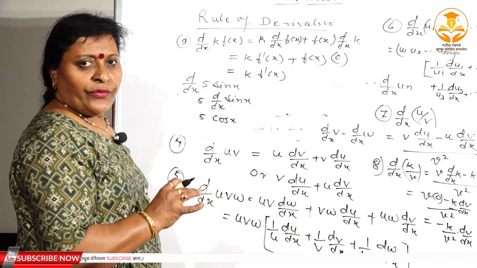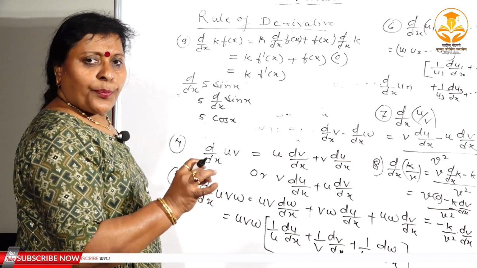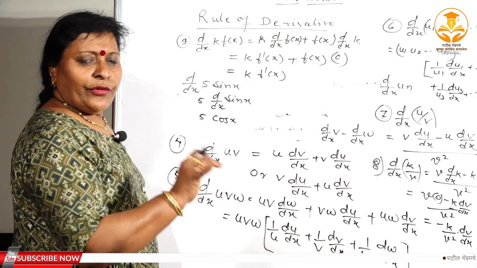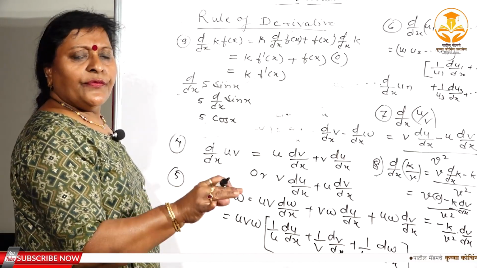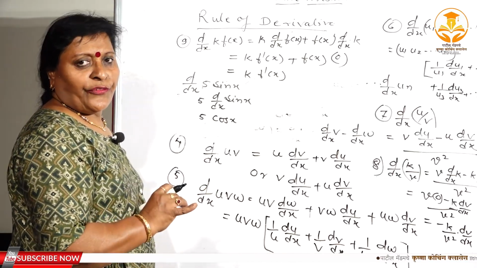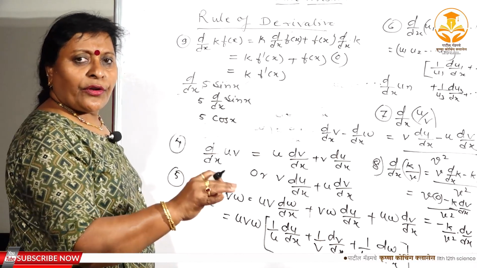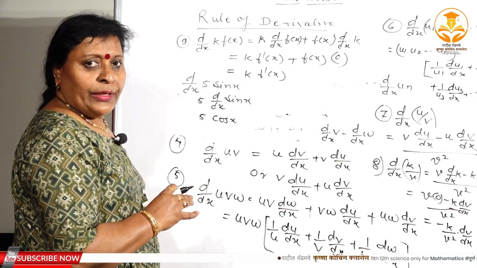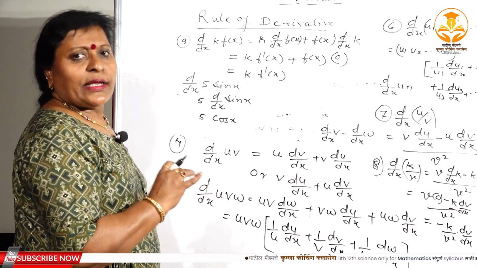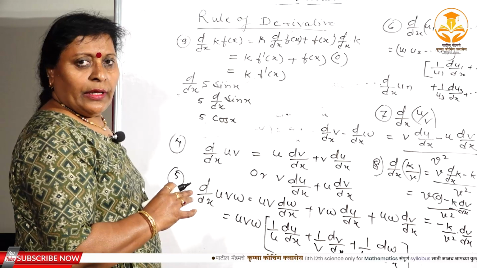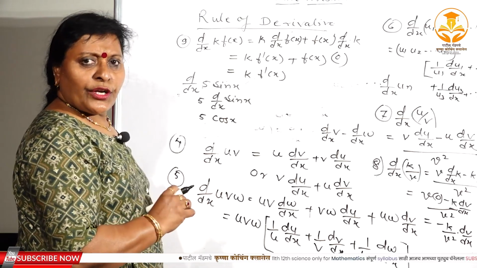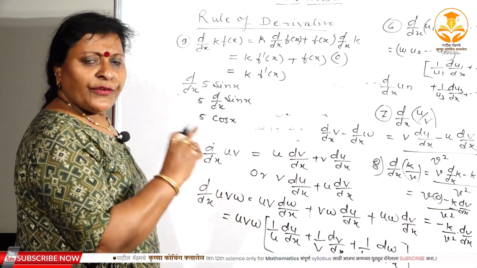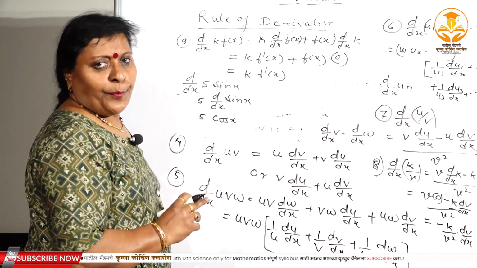Product rule, again it is very very important. Here, whenever there is a product of two functions, then the first function remains as it is, take the derivative of the other function, plus the other function remains as it is, take the derivative of the first function. If there is a product of three functions, then what you have to do? I have told you the rule directly here. The first two functions remain as it is, take the derivative of the third function, plus the second and third functions remain as it is, take the derivative of the first function, plus the first and third functions remain as it is, take the derivative of the middle function.